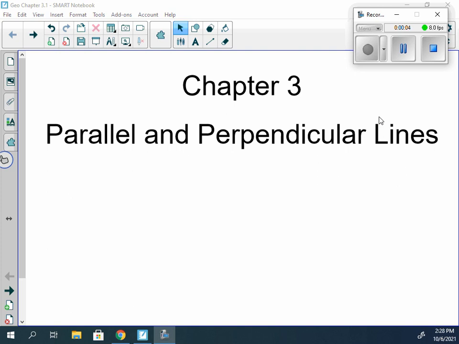So what we're looking at in chapter 3 is parallel and perpendicular lines, and that's going to be the key part of chapter 3. We will finish chapter 3 next week. We're going to be completely done with chapter 3 by the end of next week.